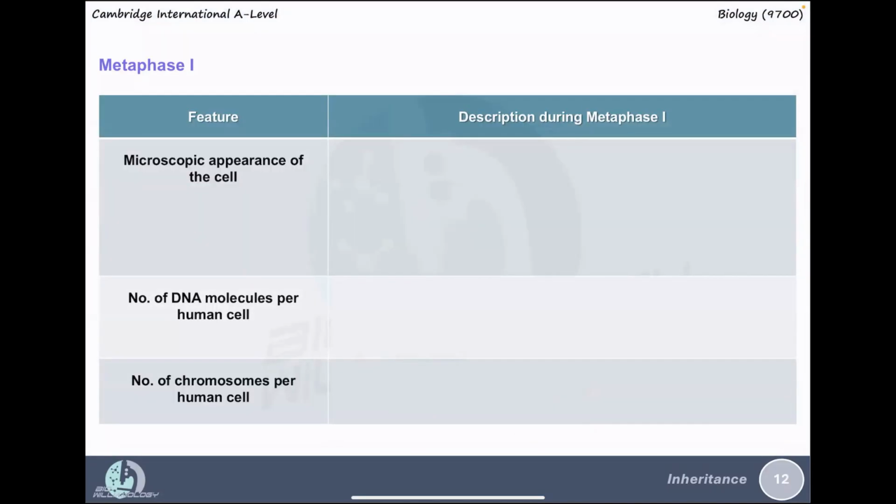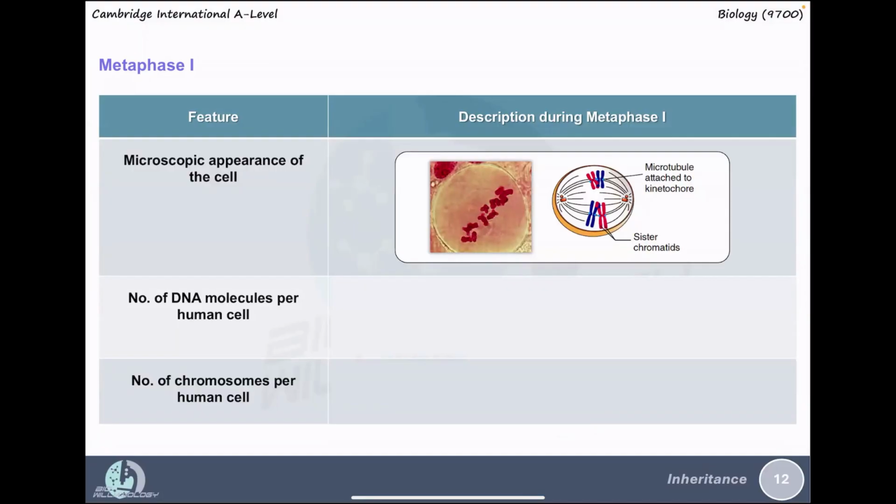Now, let us look at the events that take place during metaphase 1. During metaphase 1, the signature events are that the homologous chromosomes now pair up at the metaphase plate. Due to the movement of the centrosome or centriole, the spindle microtubules are organized to form a complete spindle. We won't be able to see any nucleolus or nuclear envelope, because the nuclear envelope is completely disintegrated and the nucleolus has completely disappeared.